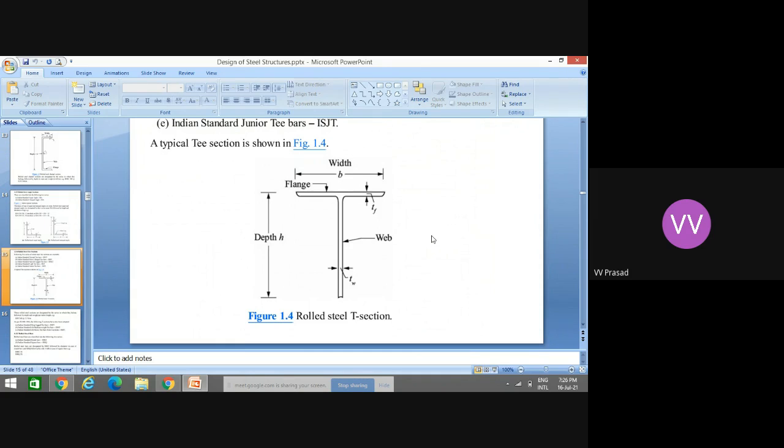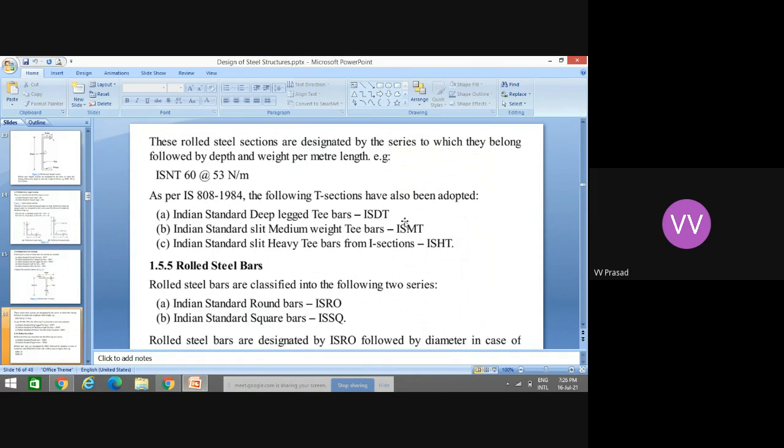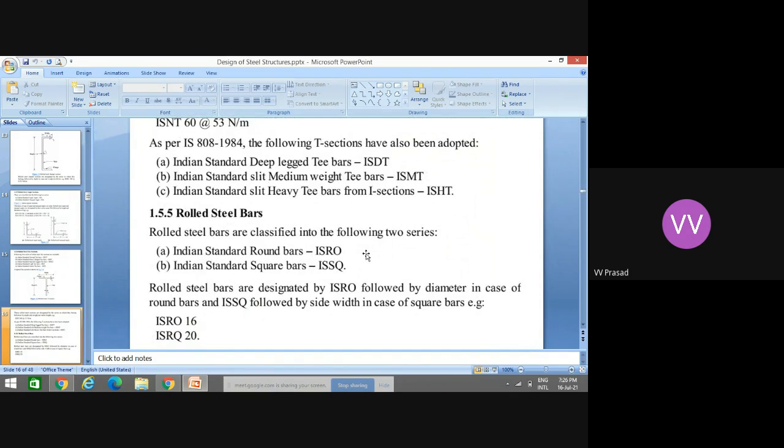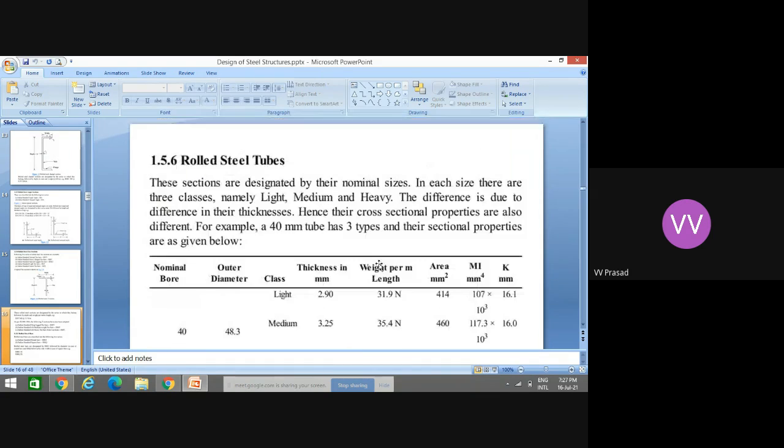So 1.5 is the load factor. The load factor is applied to the loads. Suppose the load is 10 tons, then the load factor is applicable, that is 1.5 into 10 tons. In the working stress method, the same load is applicable. There are no load factors for loads, shear forces and bending moments. The same load we have to take. In the limit state method, load factors are applied to the loads, bending moments, and shear forces.